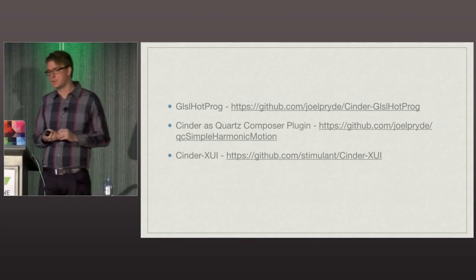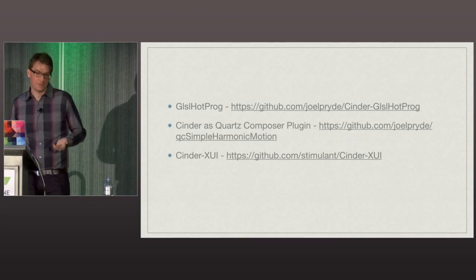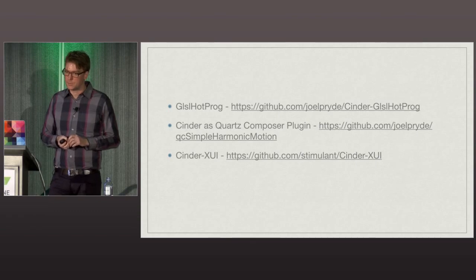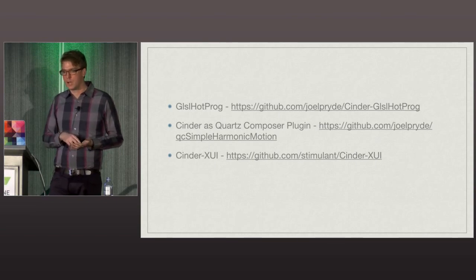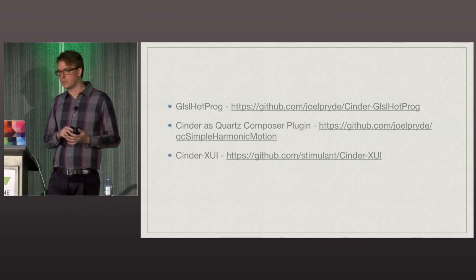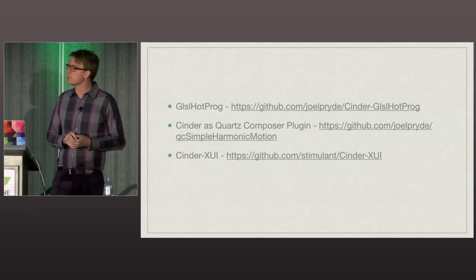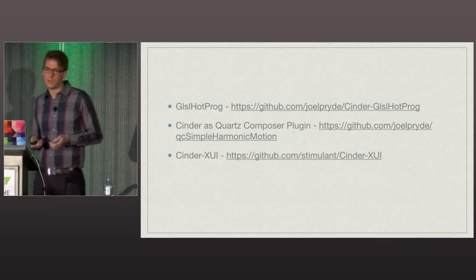And then the other thing is that Cinder doesn't really have a UI framework, and we end up doing a lot of UI as well. So I wrote my own UI framework that's pretty extensive, or we wrote a UI framework, and it's called Cinder XUI, and it's an XML markup language for doing UI in Cinder. In addition, it's got Lua scripting, and you can load GLSL shaders. And if anyone wants me to show an example of that at some point, I can do that. But all the source code for that is up on the Cinder XUI repository.